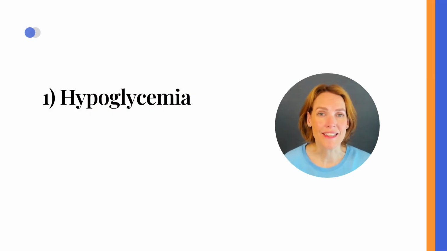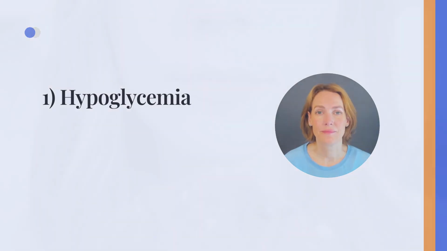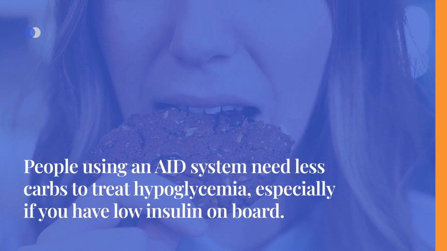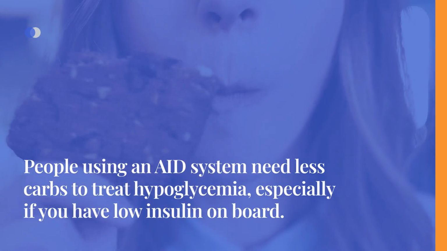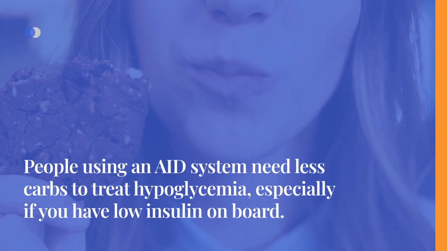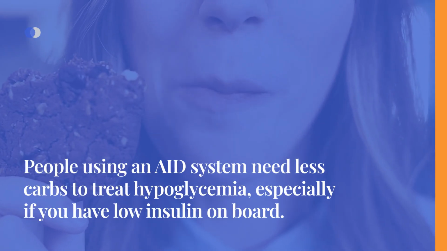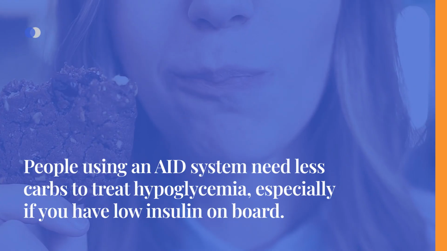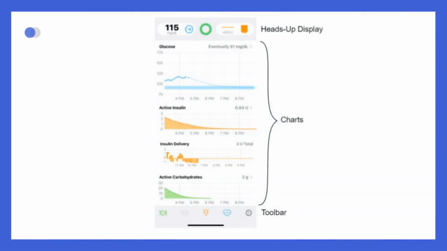1. Hypoglycemia. In the case of hypoglycemia, using an automated insulin delivery system like DIY Loop will require fewer carbohydrates to recover compared to a non-automated insulin delivery system, especially if you have minimal insulin on board. The insulin on board and recent insulin history can be seen on the home screen and graph of DIY Loop, allowing you to assess your insulin levels.